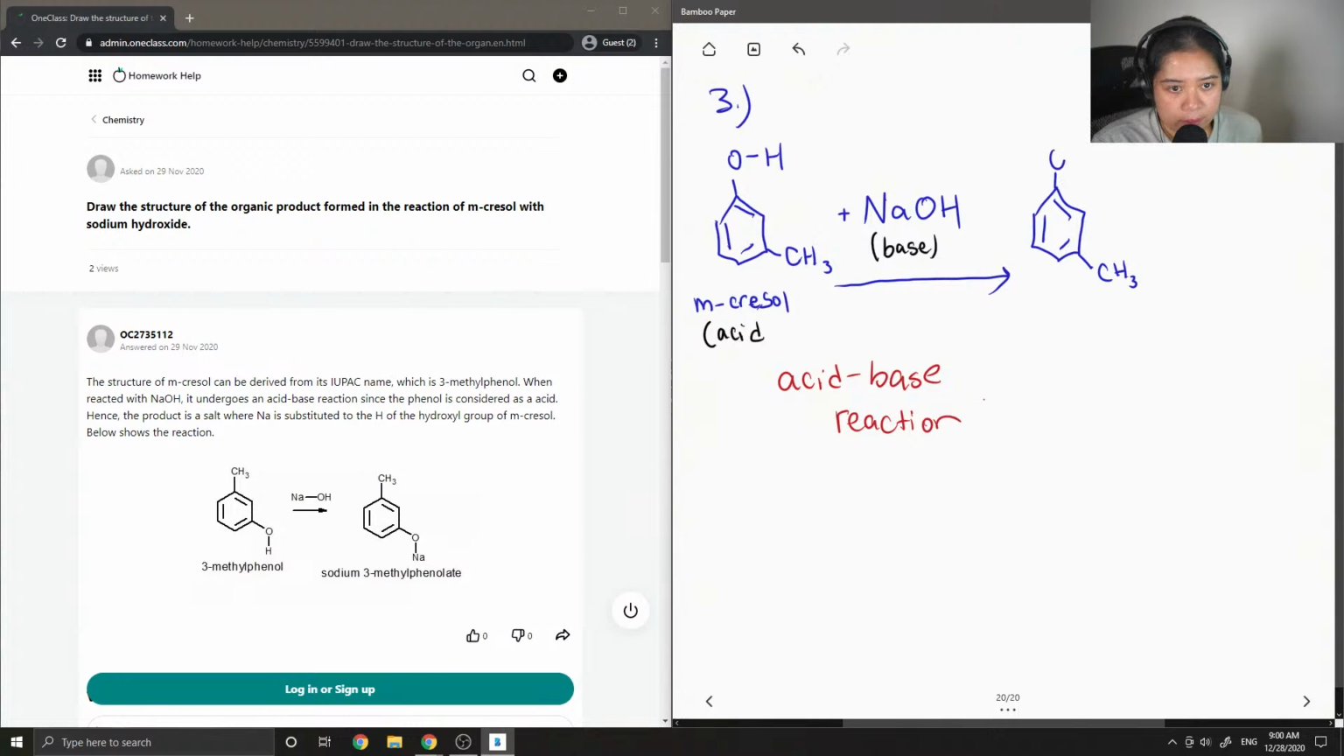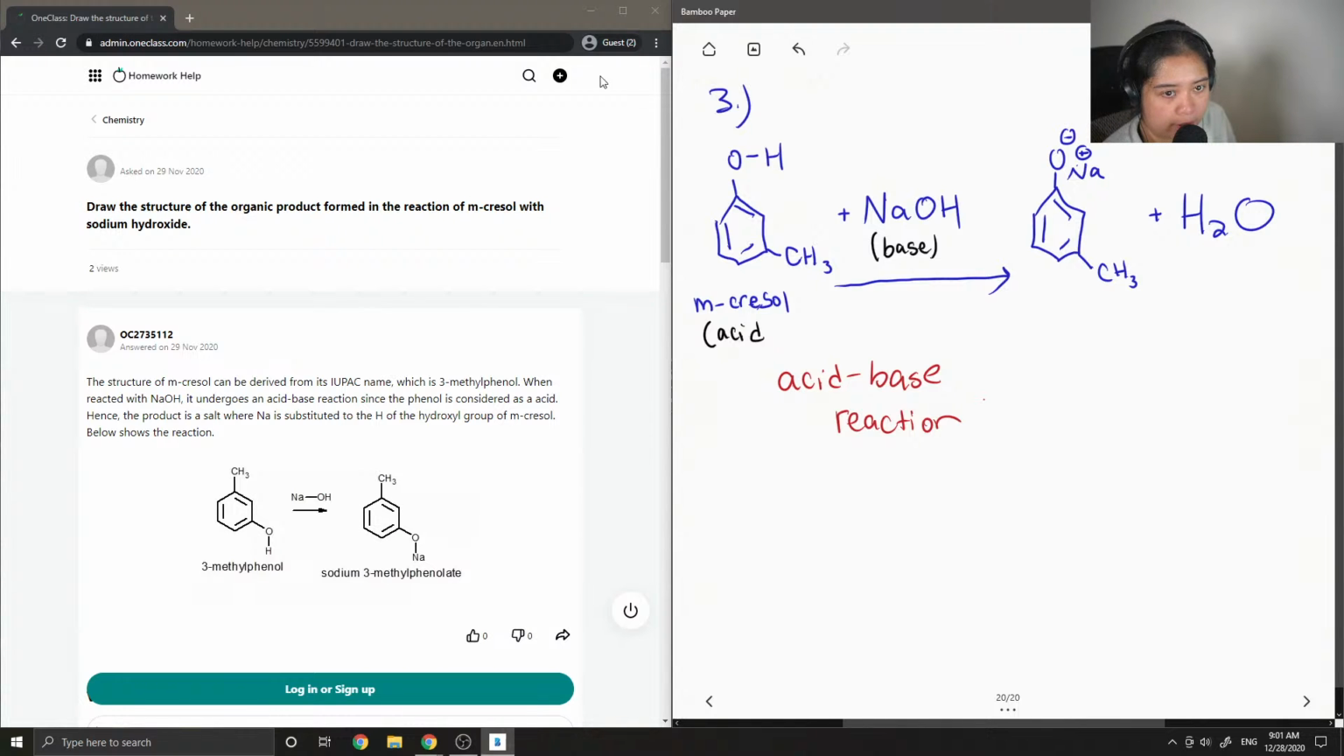So mCresol donates its proton and reacts with the sodium plus ion, and, wait, let me just write this down here. And the second product would just be water.